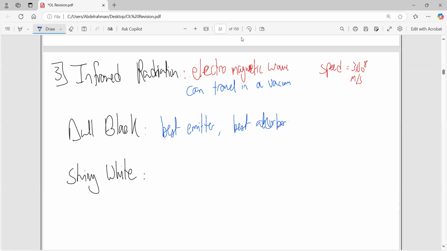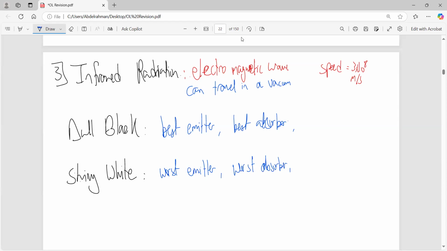Absorber of infrared radiation. Okay. What about the shiny white? No, the shiny white is the worst emitter. It's the worst absorber. In some cases, you can say that the dull black is the worst reflector. And the shiny white is the best reflector.